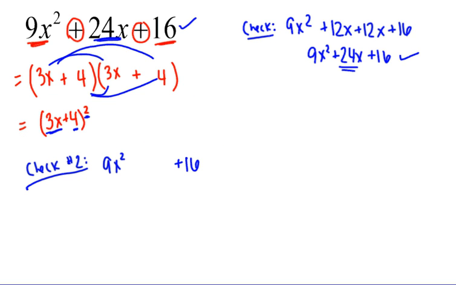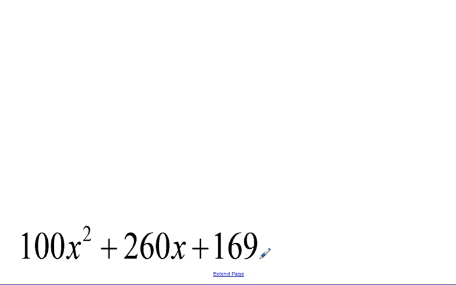In between, we're going to take 3x times 2, which is 6x, and multiply that by 4, which will give me the inside term of 24x. So that's a second trick for checking your work on a perfect square trinomial. Here's one more perfect square trinomial for you.